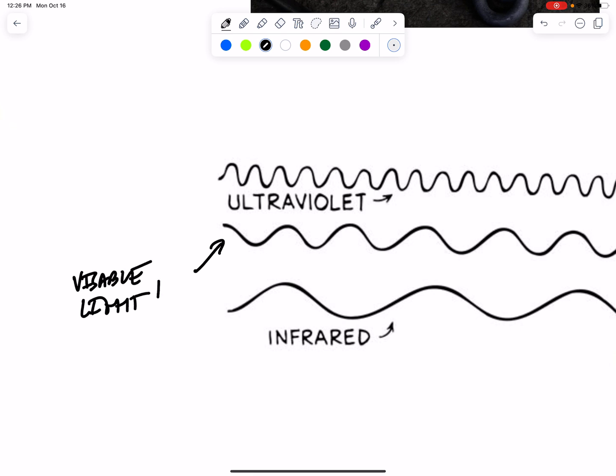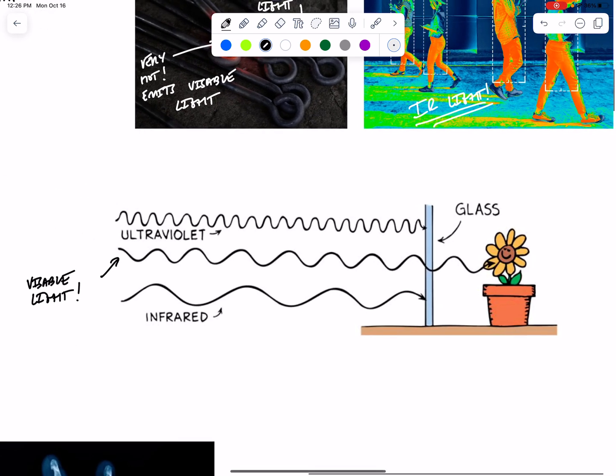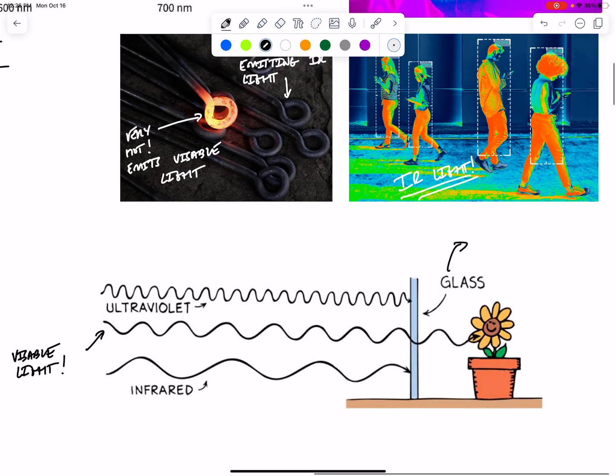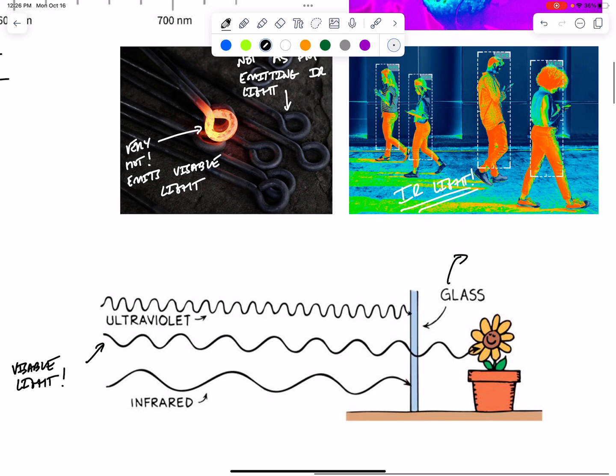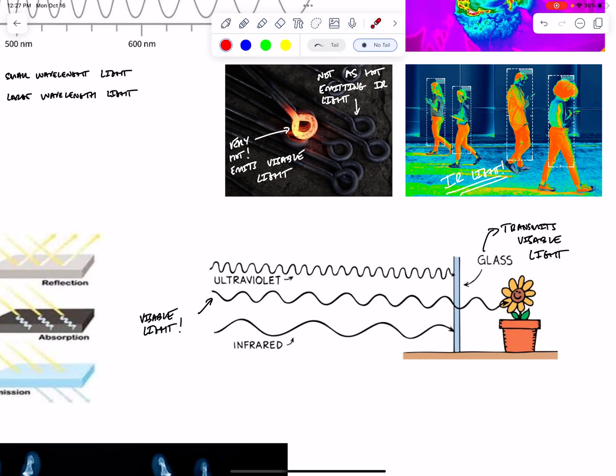So the reason why we choose glass as a building material is because it has this property. It transmits visible light. So glass transmits visible light, but glass does not transmit infrared, so heat, or ultraviolet light.